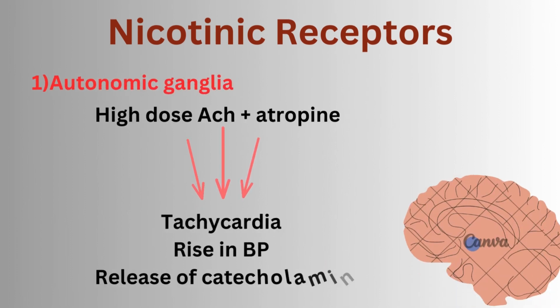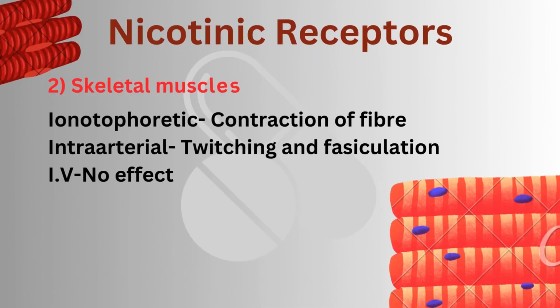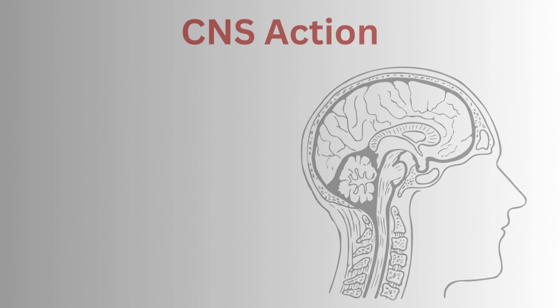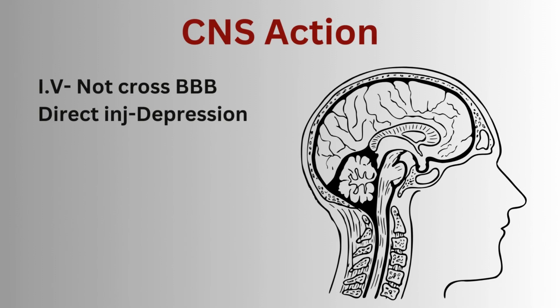In autonomic ganglia, high doses of acetylcholine in combination with atropine may lead to tachycardia, rise in BP, and release of catecholamine. In skeletal muscles, iontophoretic application on muscle end plates causes contraction of fibers. High doses of intra-arterial injection of acetylcholine lead to twitching and fasciculation. On IV injection, it produces no effect, as acetylcholine does not cross the BBB.